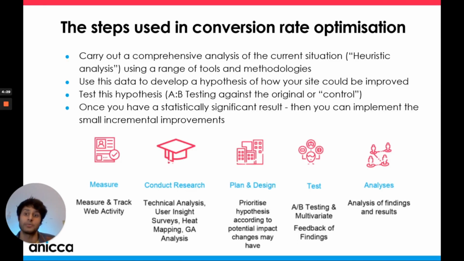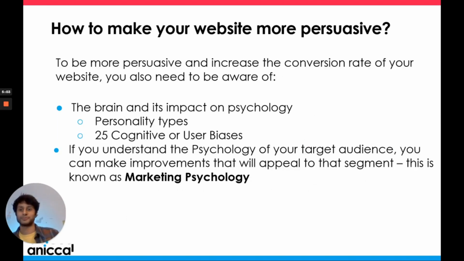So what are the steps used in conversion rate optimization? Number one, you carry out a comprehensive analysis of your current situation using a range of tools and methodologies. Then you use this data to develop a hypothesis of how your site could be improved. Then you test that hypothesis by split testing, A/B testing, and finally, once you have statistically significant results, you can implement small incremental improvements to your website and get more of those sales and the conversions that you want.